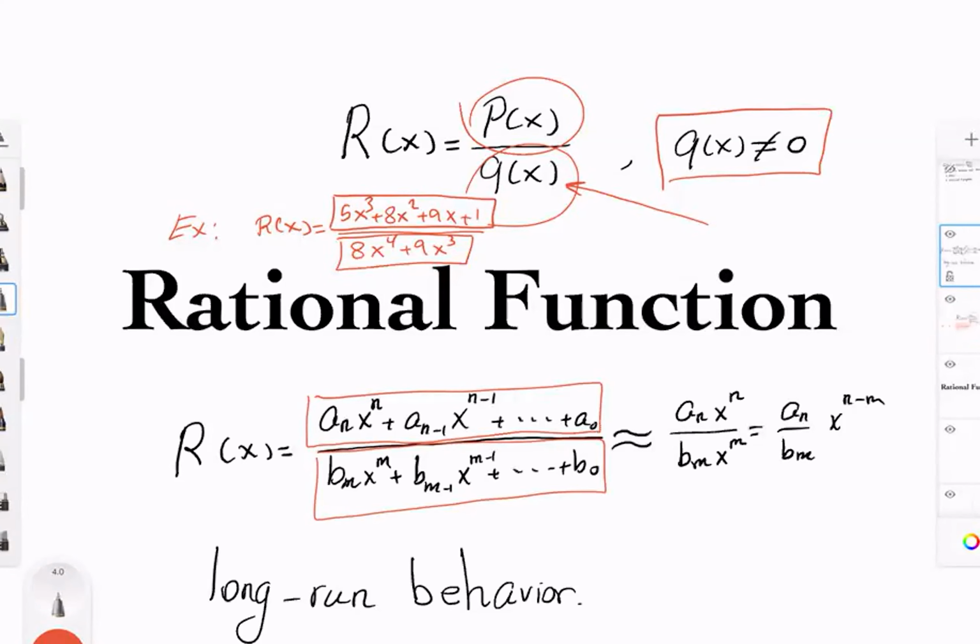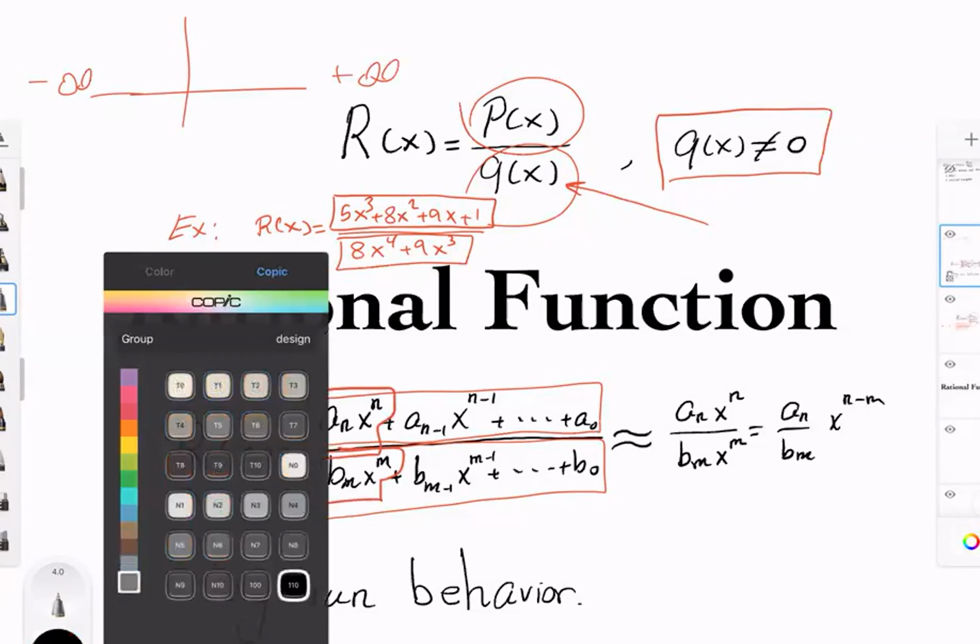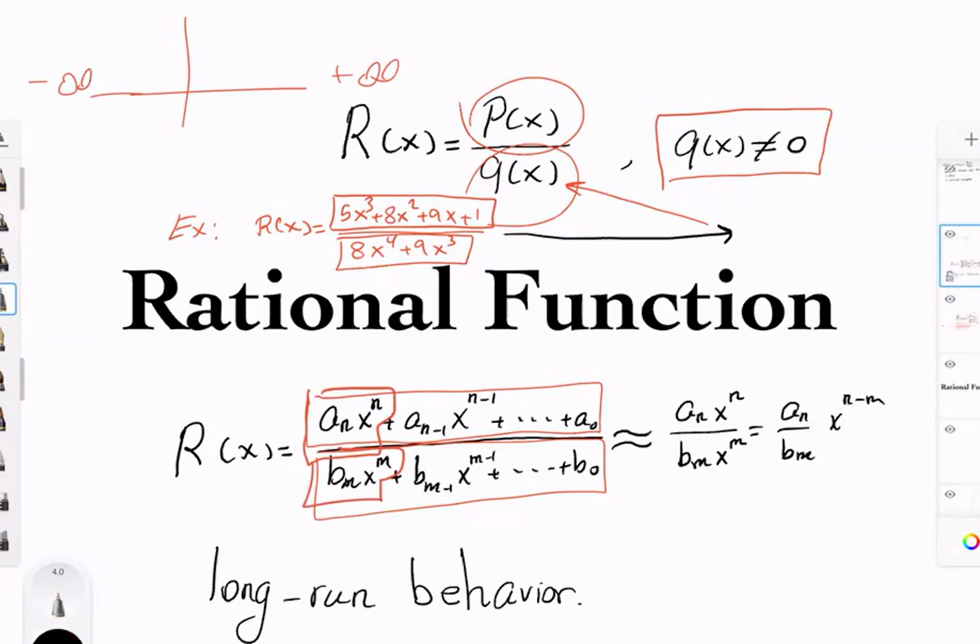For the long run behavior, I mean, when you graph it toward positive infinity and negative infinity, we only consider the first term of the top and bottom. For example, in this example, as x goes to positive or negative infinity, we only care about 5x cubed over 8x to the power of 4. So it's very important. We ignore all the other terms.